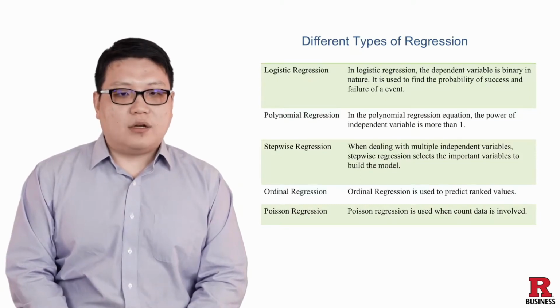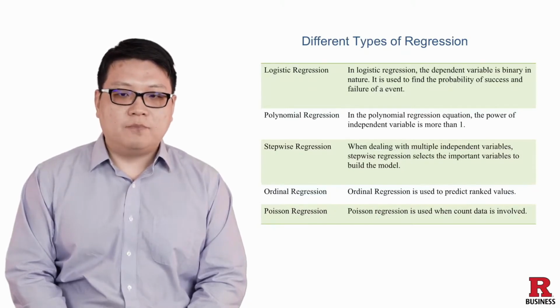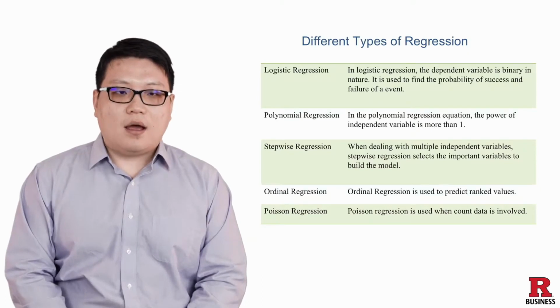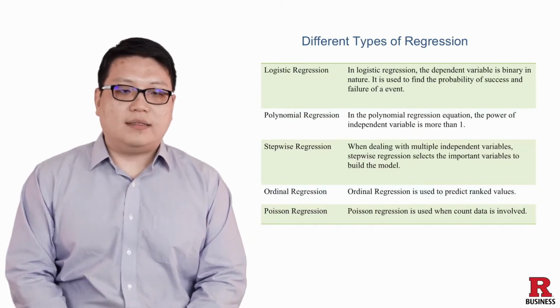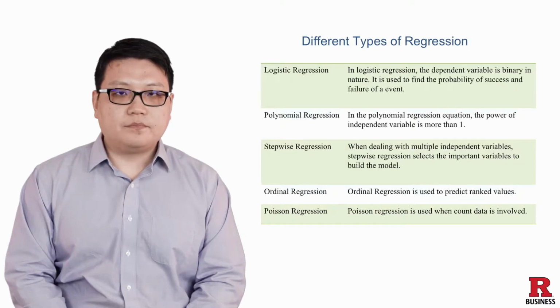regression and Poisson regression, where we have special data points. A major assumption in regression is the normal distribution of the data. However, when we have special types of data, for example, ranked values or count data, we need to make other assumptions, and that's why we need these different types of regression to deal with data in those special occasions.